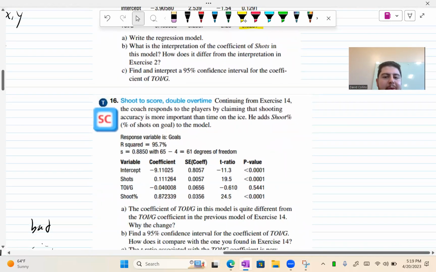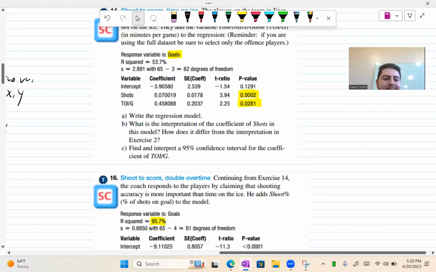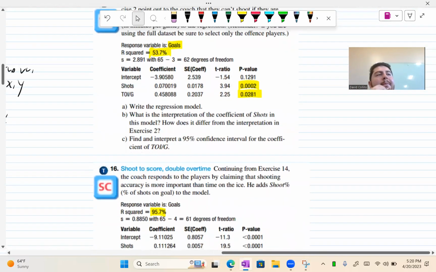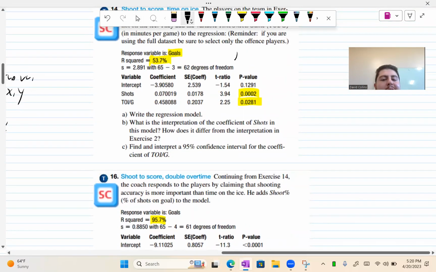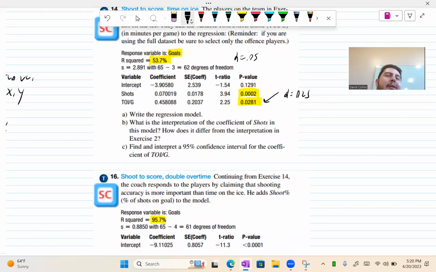Here we add a fourth variable, shoot percent. Now, this is what I'd call a good R squared. It goes from this to this. Let's just say alpha is 0.05. It is true that if alpha was 0.025, this would be insignificant. But we know the shots, 0.002, is always going to be significant. You're right, time on ice might not be significant at an alpha of 0.01, but let's assume alpha is 0.05.